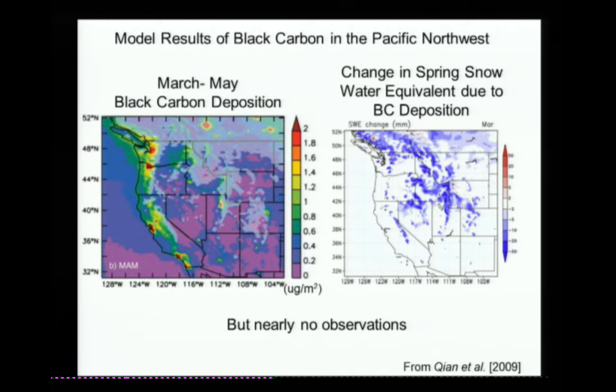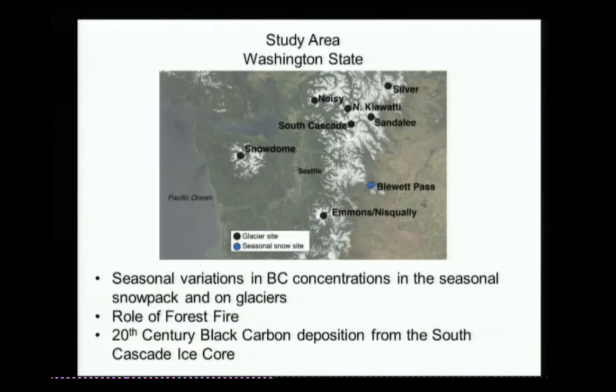There were a few measurements, just point measurements that were made in the 1980s and a couple in the 1990s, and it's largely been abandoned since then. And so that's been the focus of my work in the region over the last 5 years. And so we've been making measurements of black carbon and dust on glaciers and in the seasonal snowpack in the region. We've been working with the National Park Service, so with John Riddell's group, on the glaciers that they monitor, and then we've got a seasonal site that we've been monitoring for 4 years at Blewett Pass.